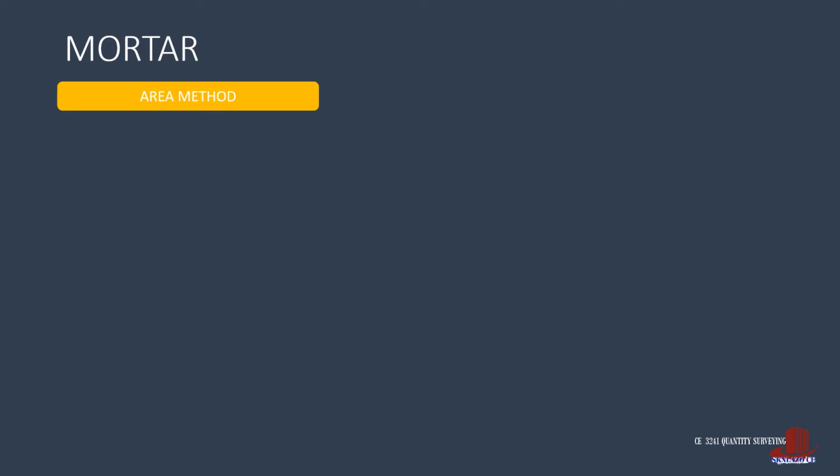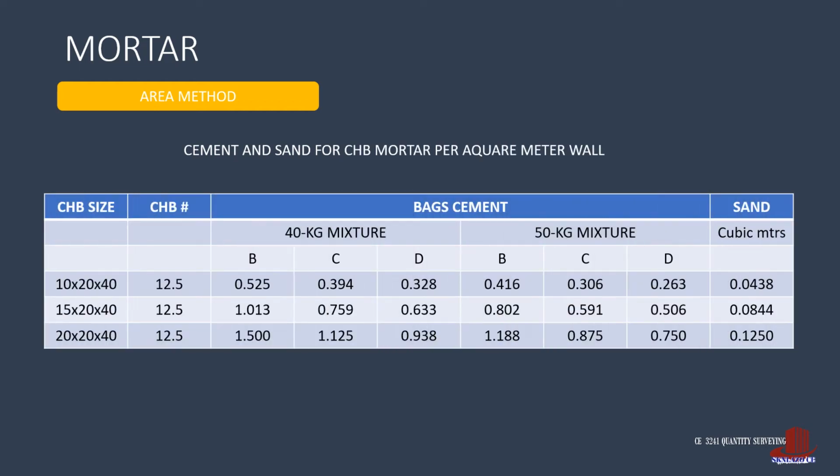Area method is the other solution in computing for mortar proportions, and this method would use the table shown for estimating. The factors provided will be used with the specific size of CHB used, and the area is required.